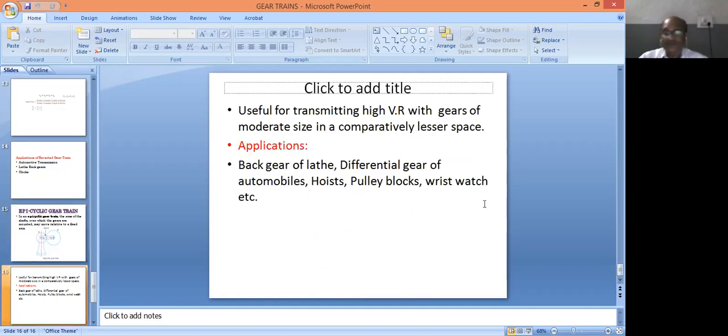It is also useful for transmitting a high velocity ratio, and we can make use of very small size gears. Also, where there is limited space, we can make use of the simple and epicyclic gear trains. The applications are back gears of lathes, as is very well known, differential gears of automobiles, hoists, wristwatches, etc. These are some applications where the epicyclic gear train is used.